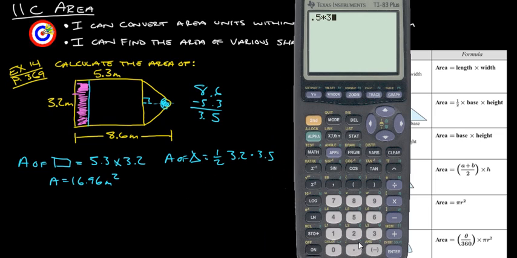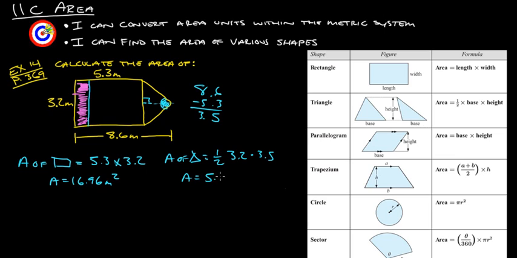0.5 times 3.2 times 3.5, and we get 5.6 meters squared. Add those two together. So let's just call this 17.0 plus 5.6 gives us 22.6 square meters.